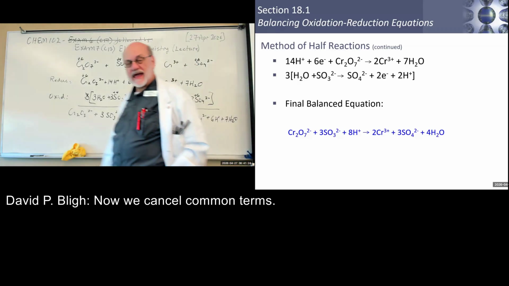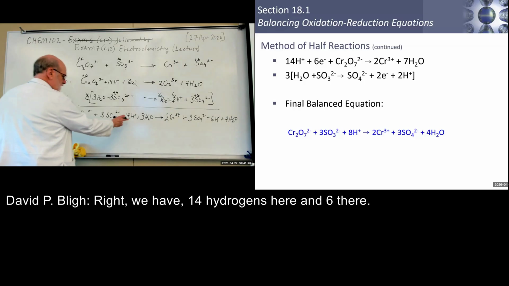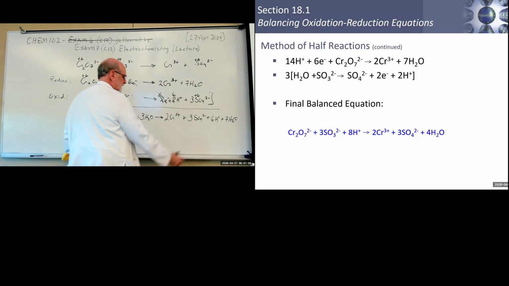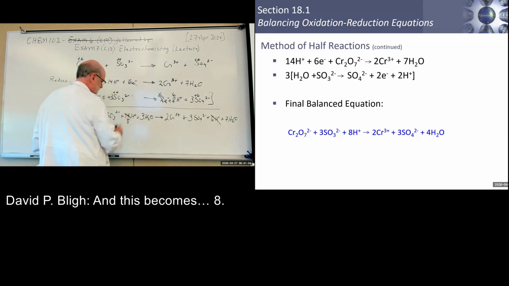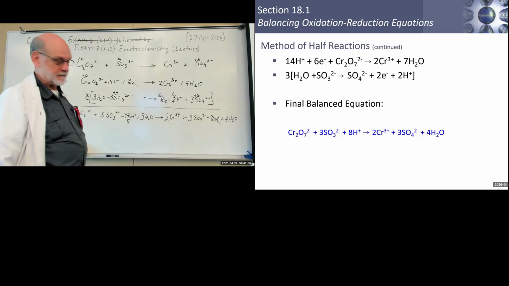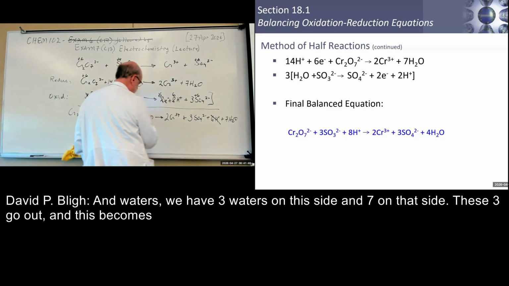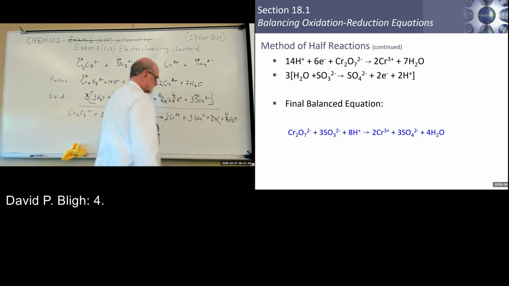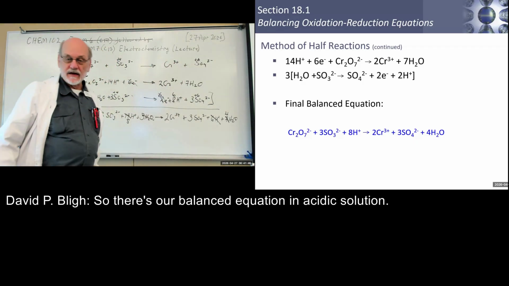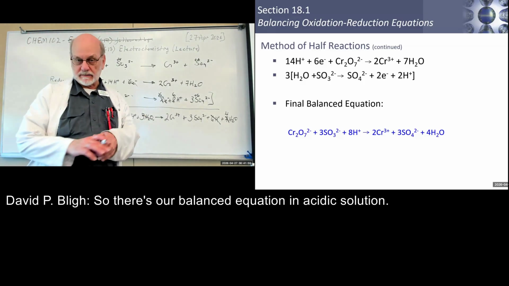Okay. Now we cancel common terms. Right, we have 14 hydrogens here and 6 there. Those 6 go out, and this becomes 8. And waters, we have 3 waters on this side and 7 on that side. These 3 go out, and this becomes 4. So there's our balanced equation in acidic solution.